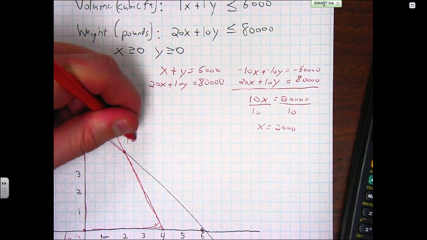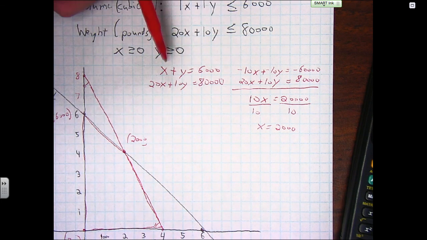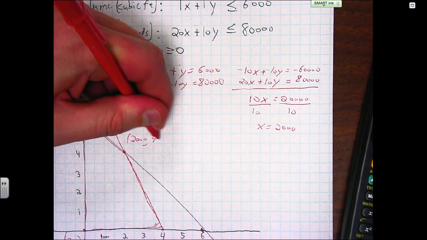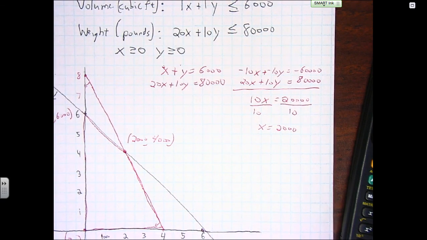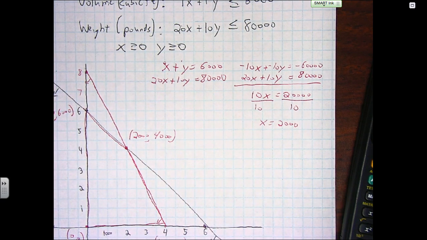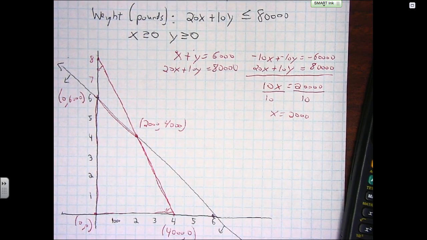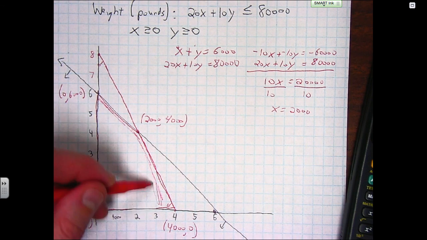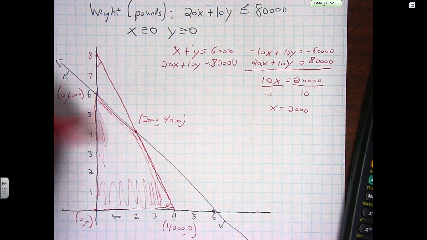So 2,000. And then if x plus y has to equal 6,000, if x is 2,000, then y is 4,000. And so I now have my sort of region of possibilities. So anything that I want to put on that plane has to fit into this little corner region.